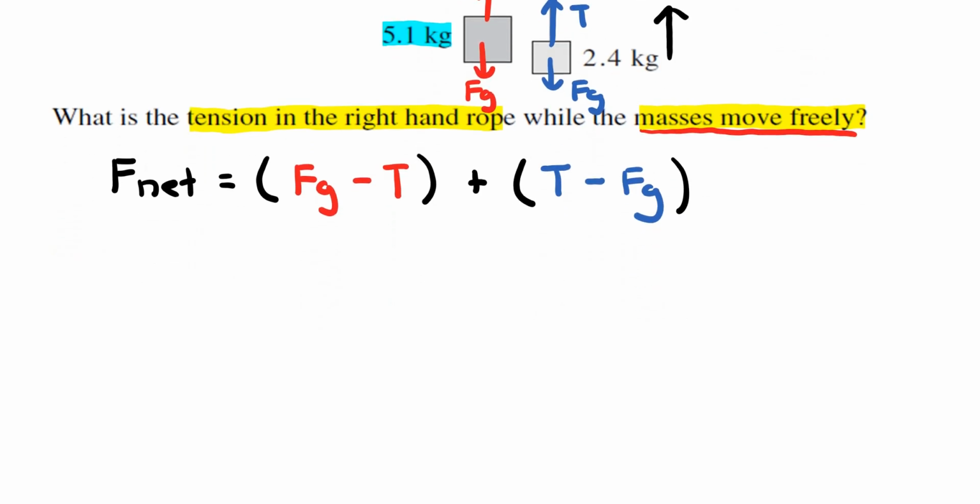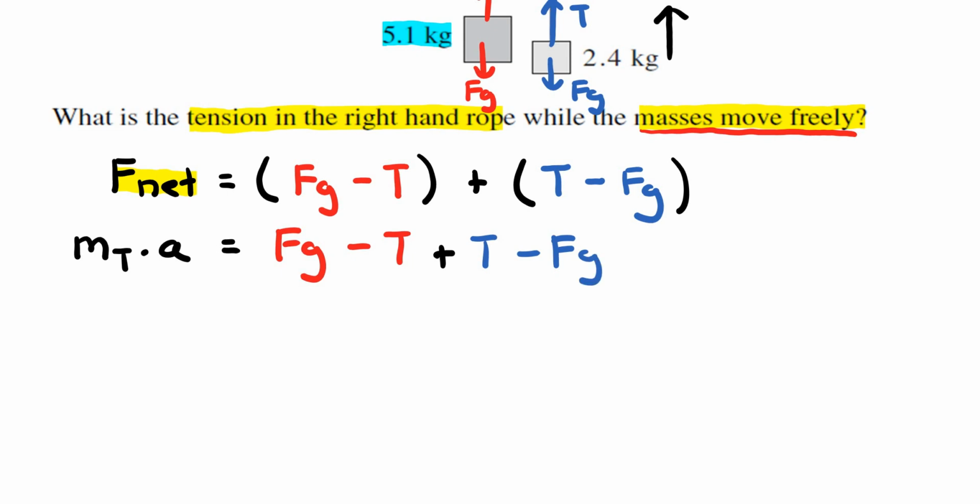So there's your F net equation right there. Now, if I apply Newton's second law, F net is really mass times the acceleration, but it's really the total mass times the acceleration equals, then I have my Fg minus your tension, and then your plus your tension, and then minus your Fg. And it turns out that the tension in the ropes, this negative T and this positive T, the red color and the blue color, just cancel out. So now you just have Fg red minus Fg blue.